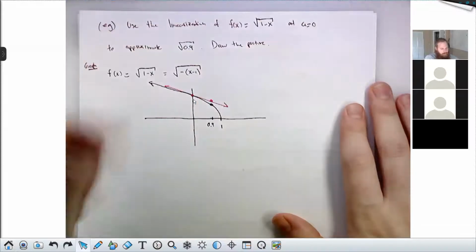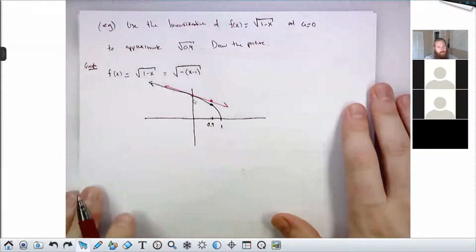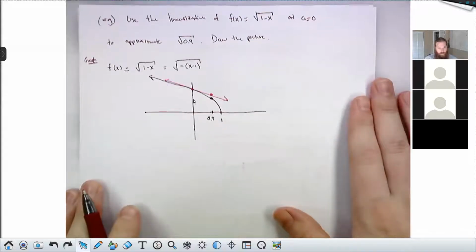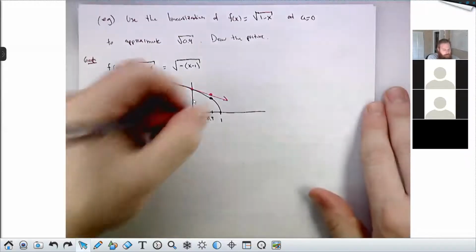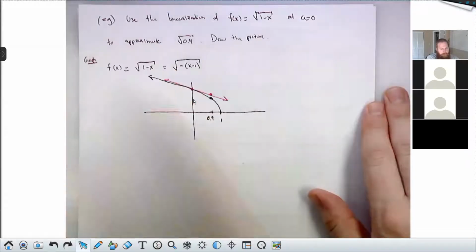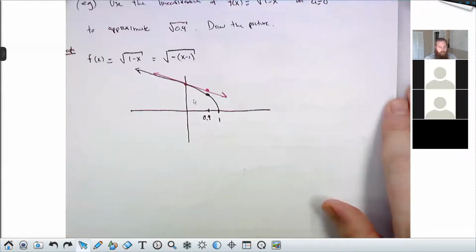All right. Any questions about what we're doing here or what this picture represents in the context of the problem? Is that 0.4 or 0.9? 0.9. Sorry.